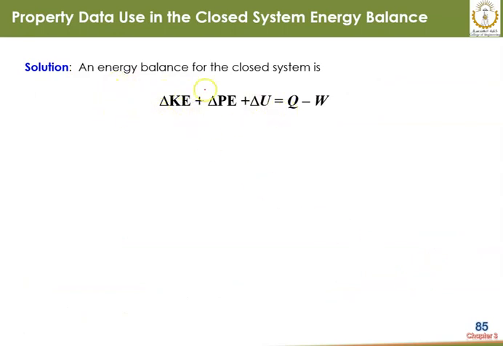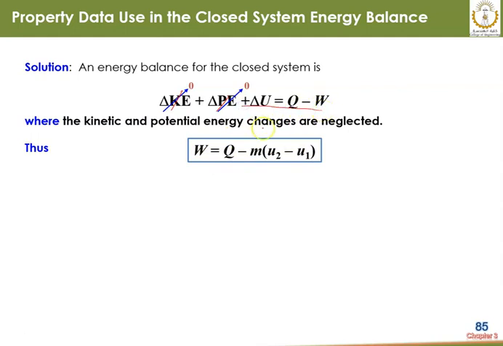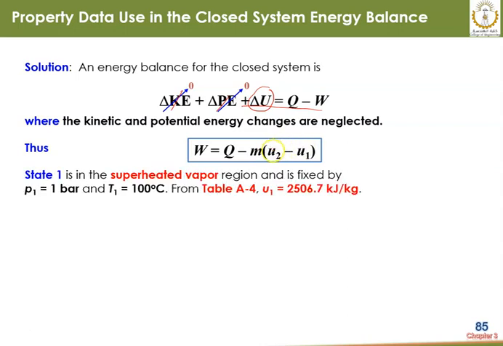So again, we apply the energy equation, and the change in the kinetic and the change in the potential energy are 0. Then we have work equals Q minus this change in internal energy, just a simple simplification. Please remember, this is the internal energy, and these are the specific internal energies that we get from the table. Now we go to the superheated table of 1 bar, and we look for a temperature of 100, and we find that this equals this.